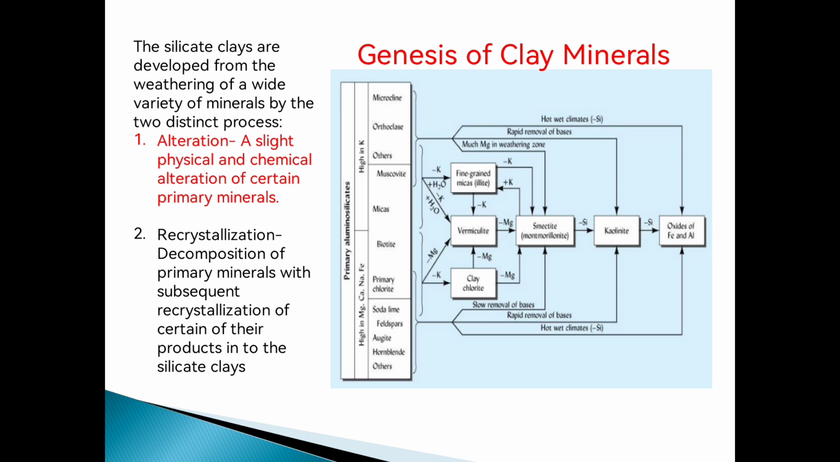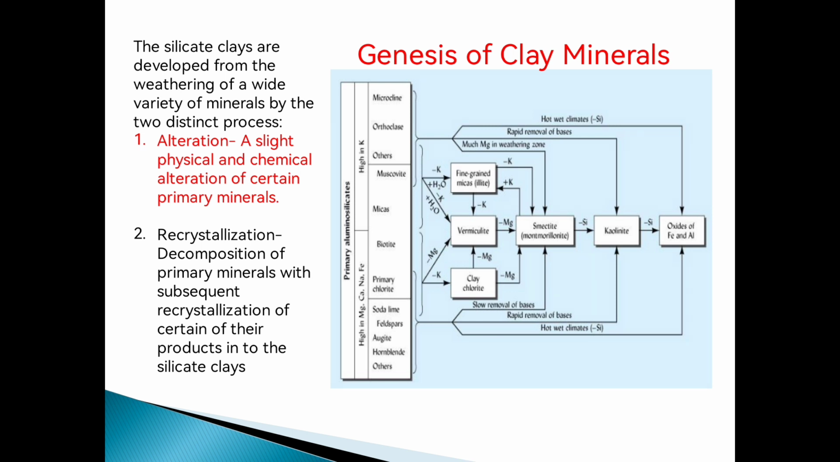you have already seen or heard these primary minerals on the left side during, I think, the first few videos when we talked about the parent materials. So we have there micas, biotite, feldspars, augite. These are mostly the primary minerals found in rocks, and these are the primary aluminosilicates. So this is the origin.